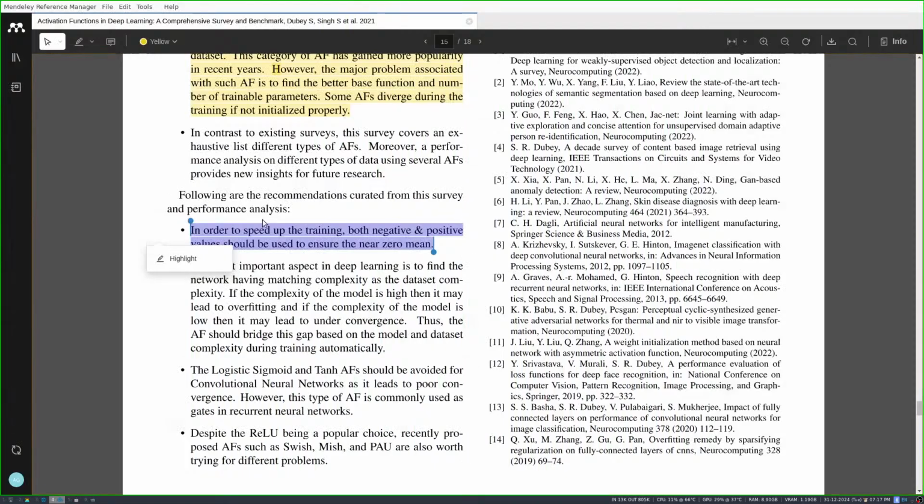Okay. The most important aspect of deep learning is when the network has matching complexity as the data set complexity. If the complexity of the model is high, then the activation function should bridge the gap based on the model and data set complexity during training automatically.